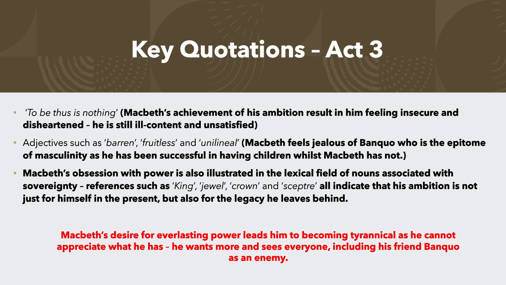So, key point here for Act 3 of Macbeth and how he's different from Act 1. Macbeth's desire for everlasting power leads him to becoming tyrannical, as he cannot appreciate what he has. He wants more and sees everything, including his friend Banquo, as an enemy. Gone is the character who battled his conscience and sense of morality in Act 1. And here we are with this person who has really decided, yeah, I'm going to kill him. Because basically he's jealous of him. Banquo has a child, whereas Macbeth doesn't.